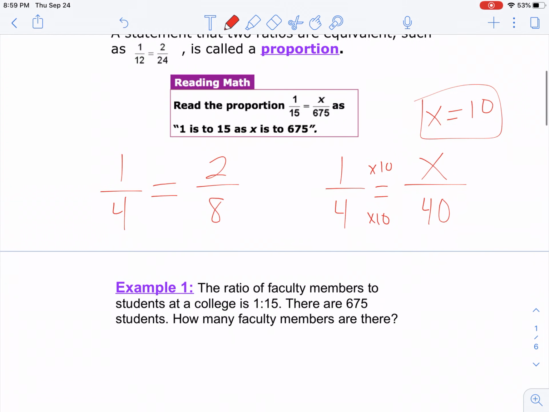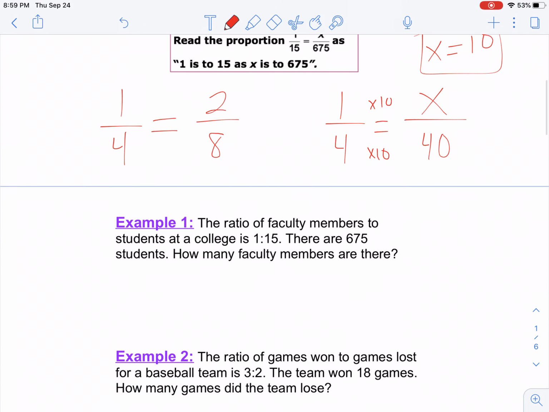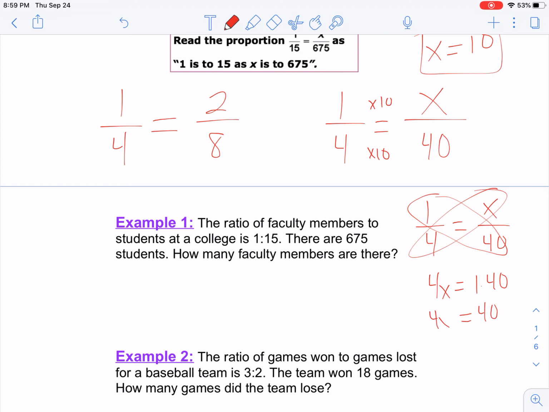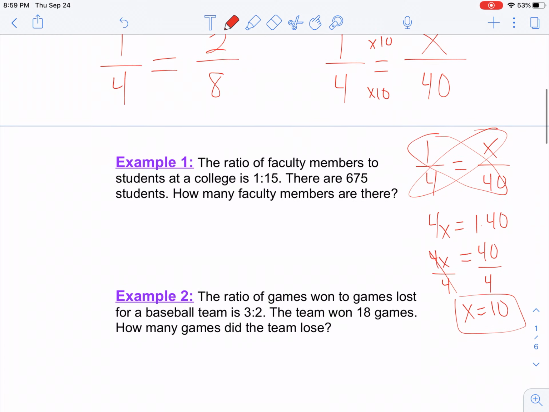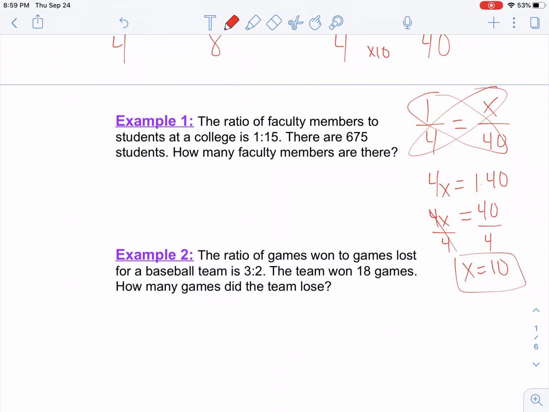Or another way to do it is cross multiply. So 1/4 equals x over 40. You would cross multiply. So 4 times x has to equal 1 times 40. So 1 times 40 is just 40. So 4x equals 40, and then you would divide, x equals 10. Okay, so that's how you solve proportions. So we'll do a couple of examples, and then you could try some on your own.